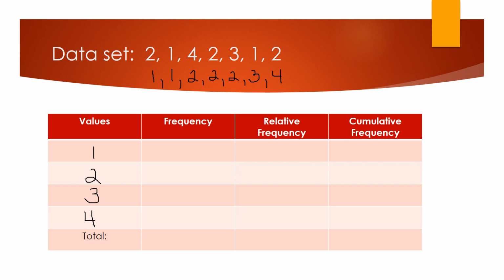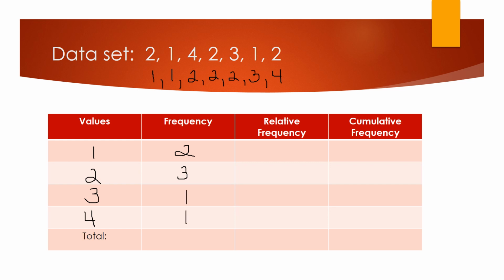Now, what is the frequency? The frequency is simply how many times that value appears in the list. So we look at our list: 1, 1, so there are 2 1s, so the frequency is 2. Look at the 2s, there are 3 2s. So the frequency for 2 is 3. There's 1 3 and 1 4, so the frequency of both of those will be 1.